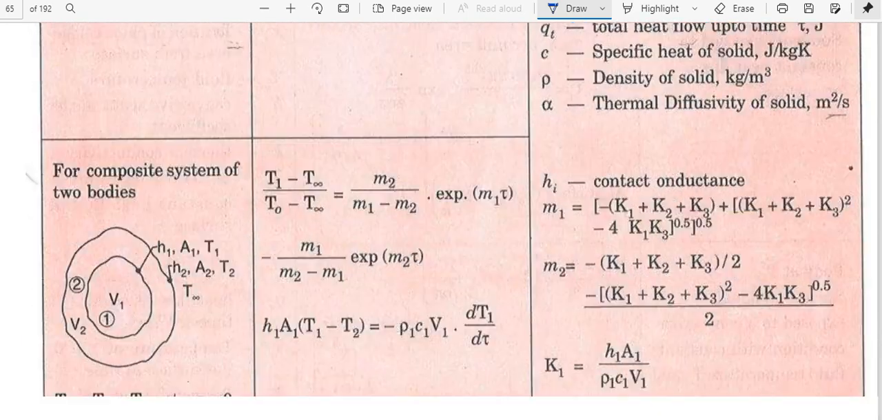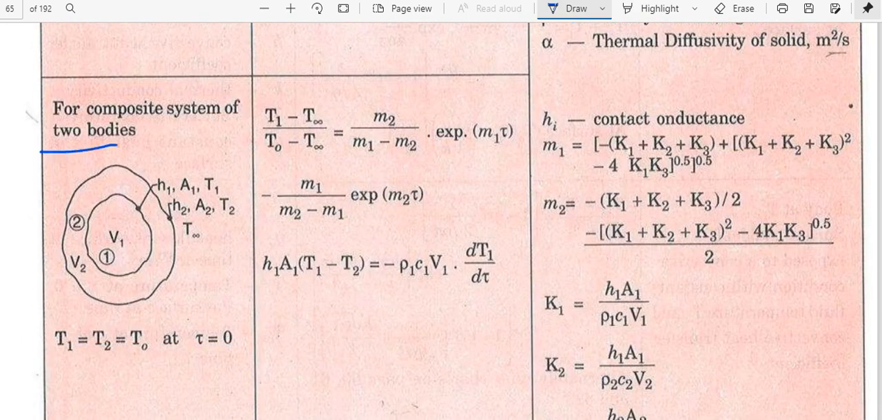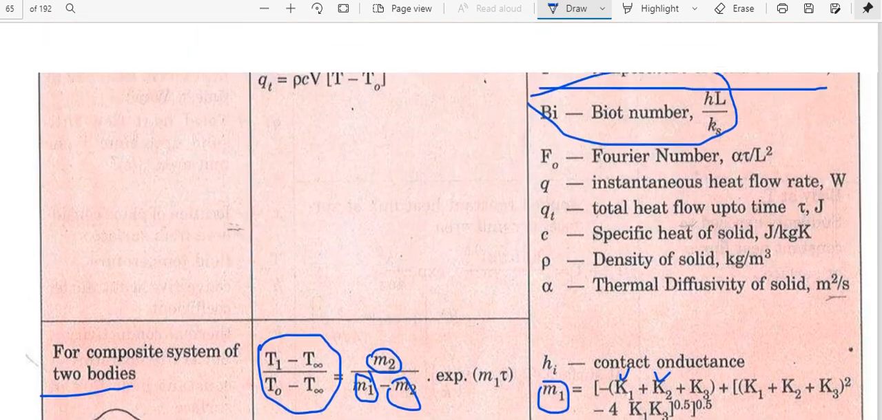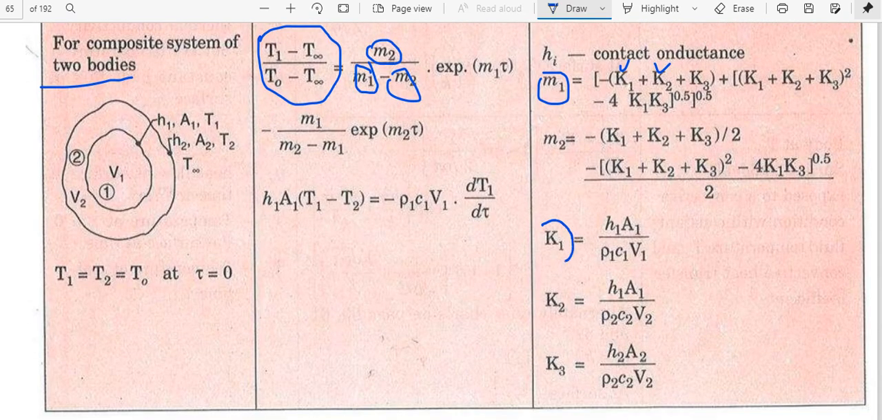So now case 2, for a composite system of two bodies. So here these are the two bodies. So I can calculate this value, the temperature distribution, T1 minus T infinity by T naught minus T infinity is equal to the mass of the first body and mass of the second body, exponential power m1 of t. So here this is the m1 formula. So here three composite materials are there, with convection and conduction, thermal conductivities K1 plus K2 plus K3. So what is k? k is equal to hA by rho CpV.